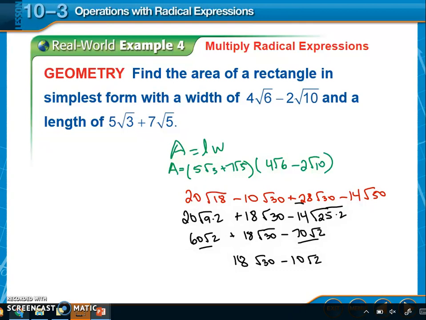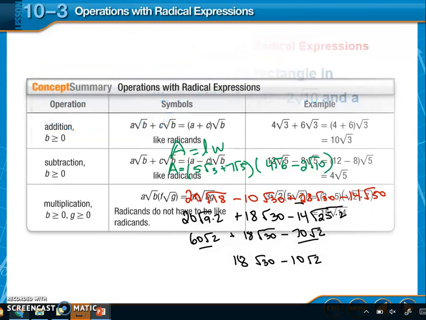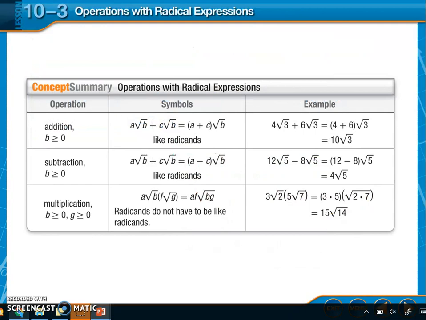Okay, so that is example 4. So just a summary, some things you can do with radicals. If you have addition, so you have a square root b plus c square root b, sorry, you can pull out the square root b and say it's the same thing as a plus c square root b. So that's what we were doing before.